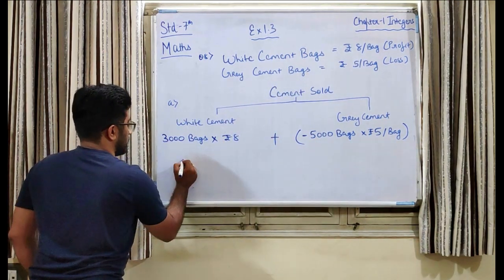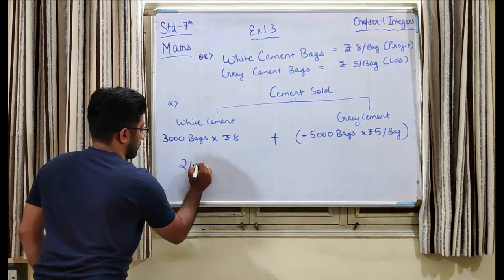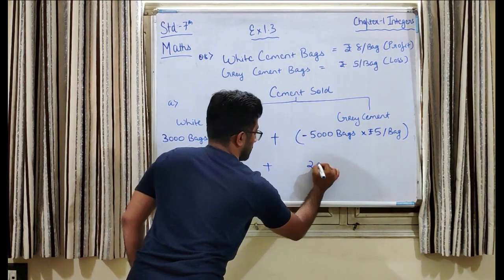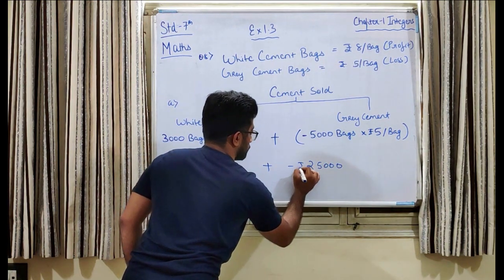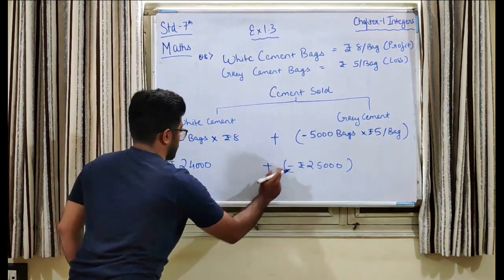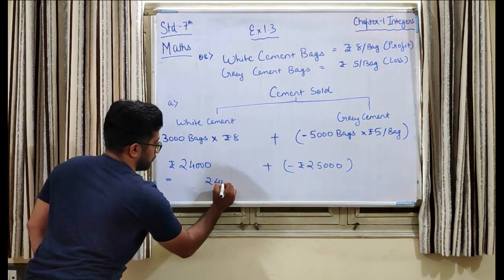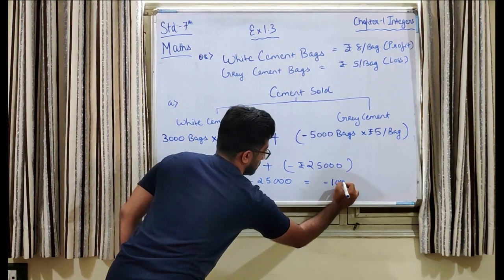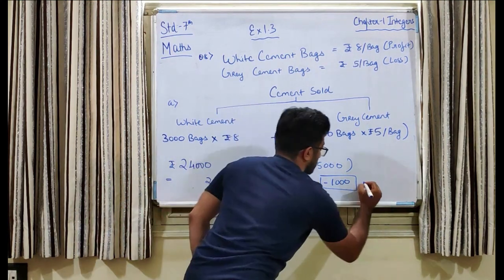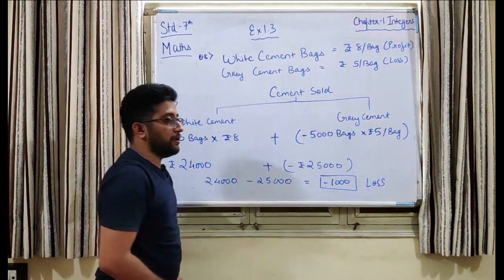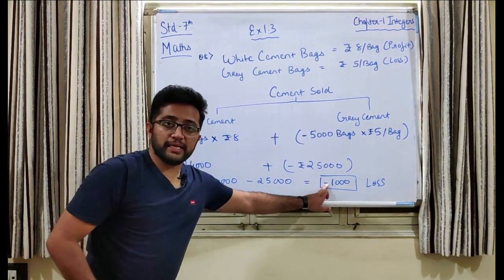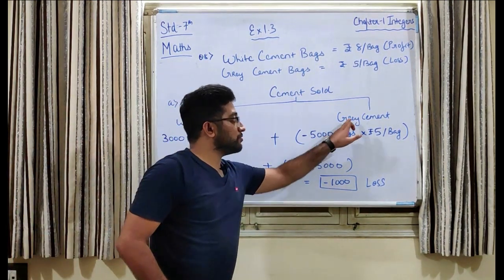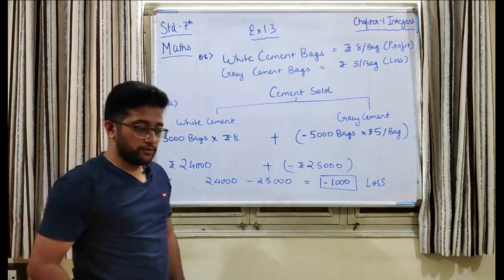So 3000 into 8, 8 3 are 24, that is 24,000 rupees was earned here, plus 5 5 are 25, that is 25,000 rupees loss was incurred here. Okay, so plus minus minus, that is 24,000 minus 25,000, which gives you a total of minus 1,000 rupees. That is nothing but your loss. Okay, see, this negative sign indicates that there is a loss of rupees 1,000 on selling of 3000 white cement bags and 5000 grey cement bags. Okay, please make a note.